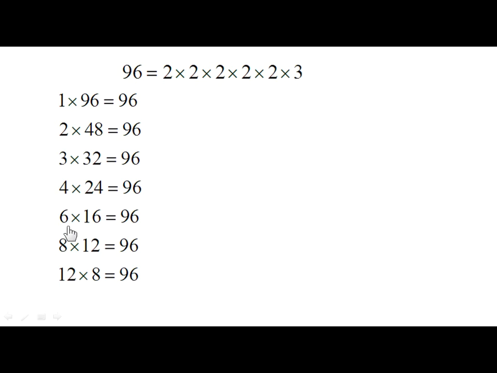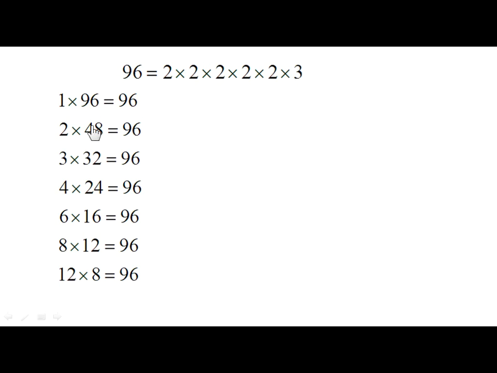So 96 is equal to 6 into 16. Next 7 will not divide 96, 8 will divide 96, so 8 into 12 is equal to 96. Then the next number which divides 96 will be 12. Now repetition starts.